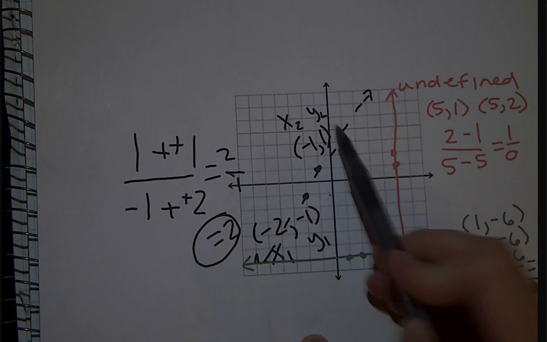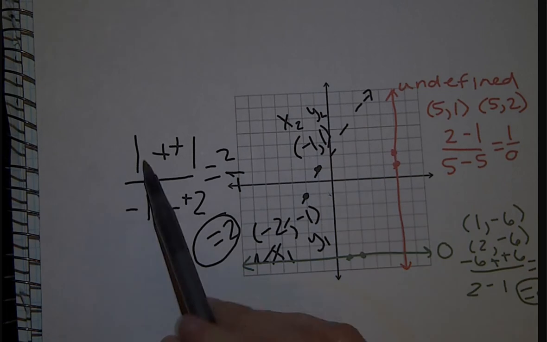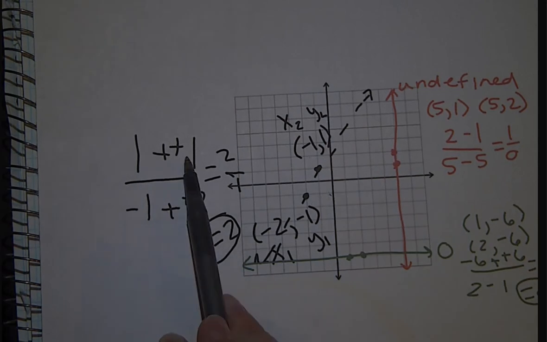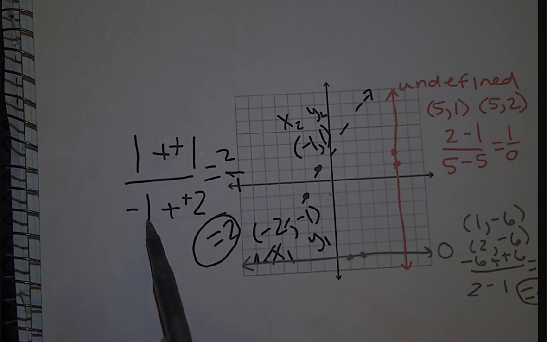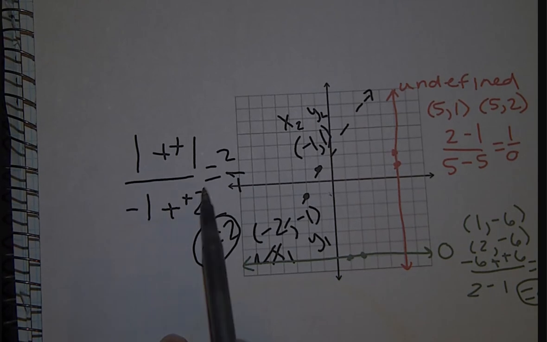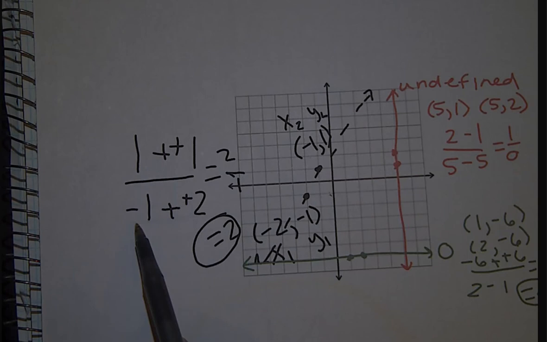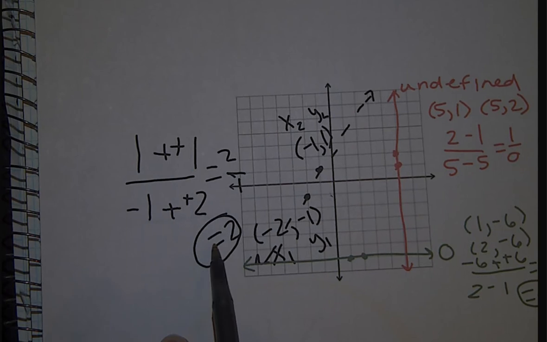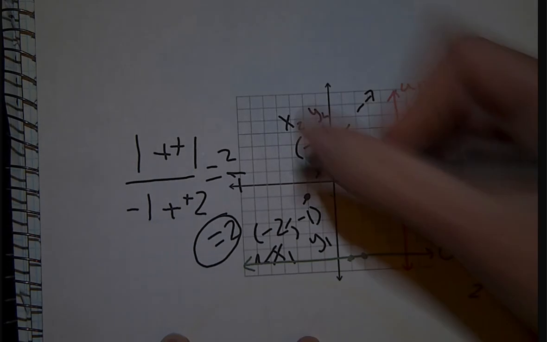So I plug that in. So I would say 1 minus a negative 1. But what happens when you have minus a negative? It becomes positive. On the bottom, it's x2, which is negative 1, minus a negative 2, so that also becomes positive. So negative 1 plus 2 is 1. 2 divided by 1 ends up being 2. So my slope or rate of change here is 2. Now, you could have just drawn in a triangle here.